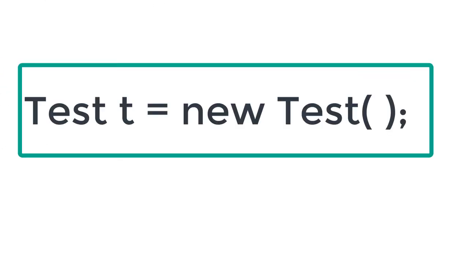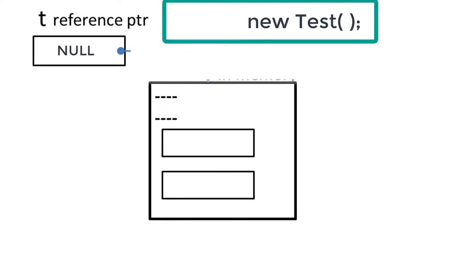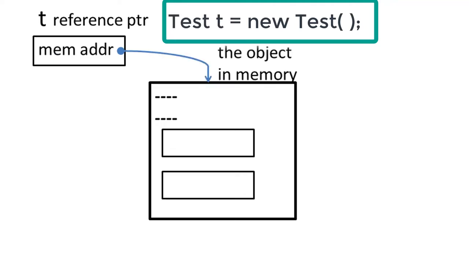Here is a diagram showing the relationship between the reference named T and the object that is in memory. Test T declares a reference named T that would be located in our program's address space. The new operator instantiates the object, meaning creates it, and returns its memory address. The assignment operator, equals, is used to save the address of the object into the reference named T. Our program can then work with the object using the reference named T.